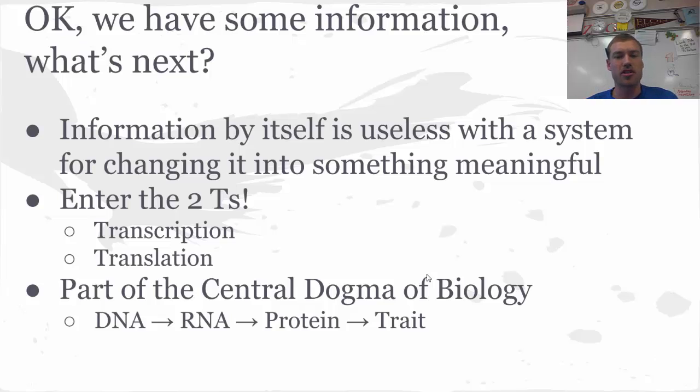So we've got some information, right? We've got it stored. We're able to replicate that information. Now we need to take that information and change it into something useful, something meaningful, how organisms actually live. Enter the 2 T's, transcription and translation, which are all a part of the central dogma of biology. We've got DNA, which stores the information. It gets turned into RNA through the process of transcription, which is then translated into a protein, which codes for the traits.